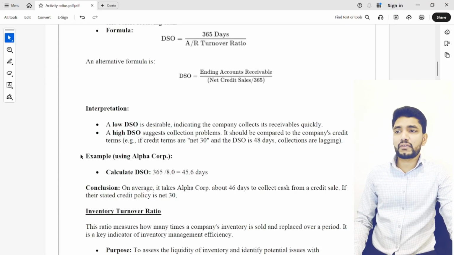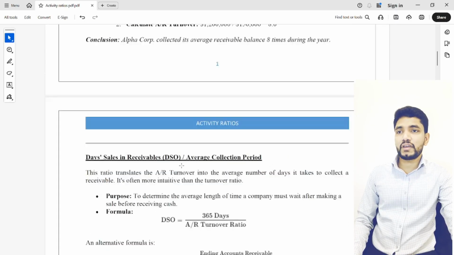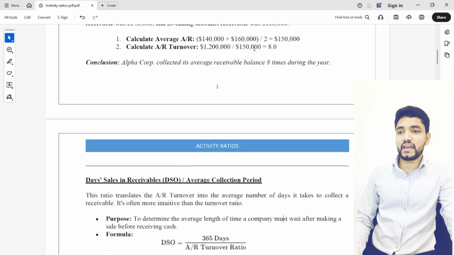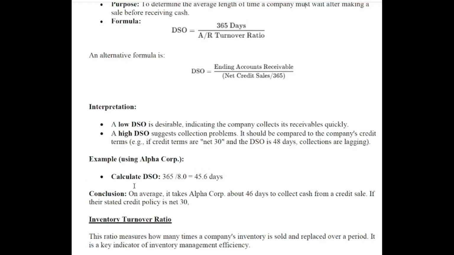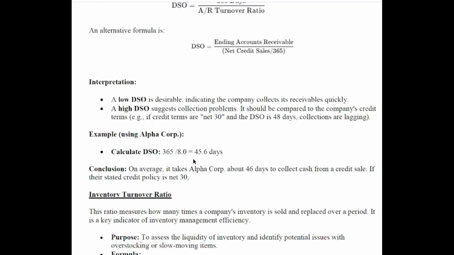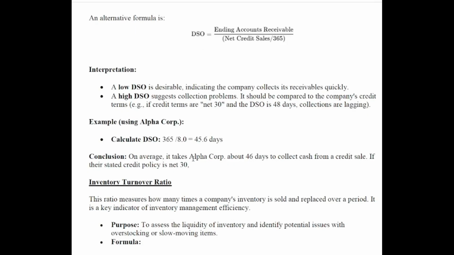We can calculate the days sales outstanding using the same example. Here we calculated the turnover ratio as 8. So the formula for days sales outstanding is 365 days divided by the accounts receivable turnover ratio. That means 365 divided by 8, which is 45.6 days. This company is taking an average of 46 days to collect from credit sales.